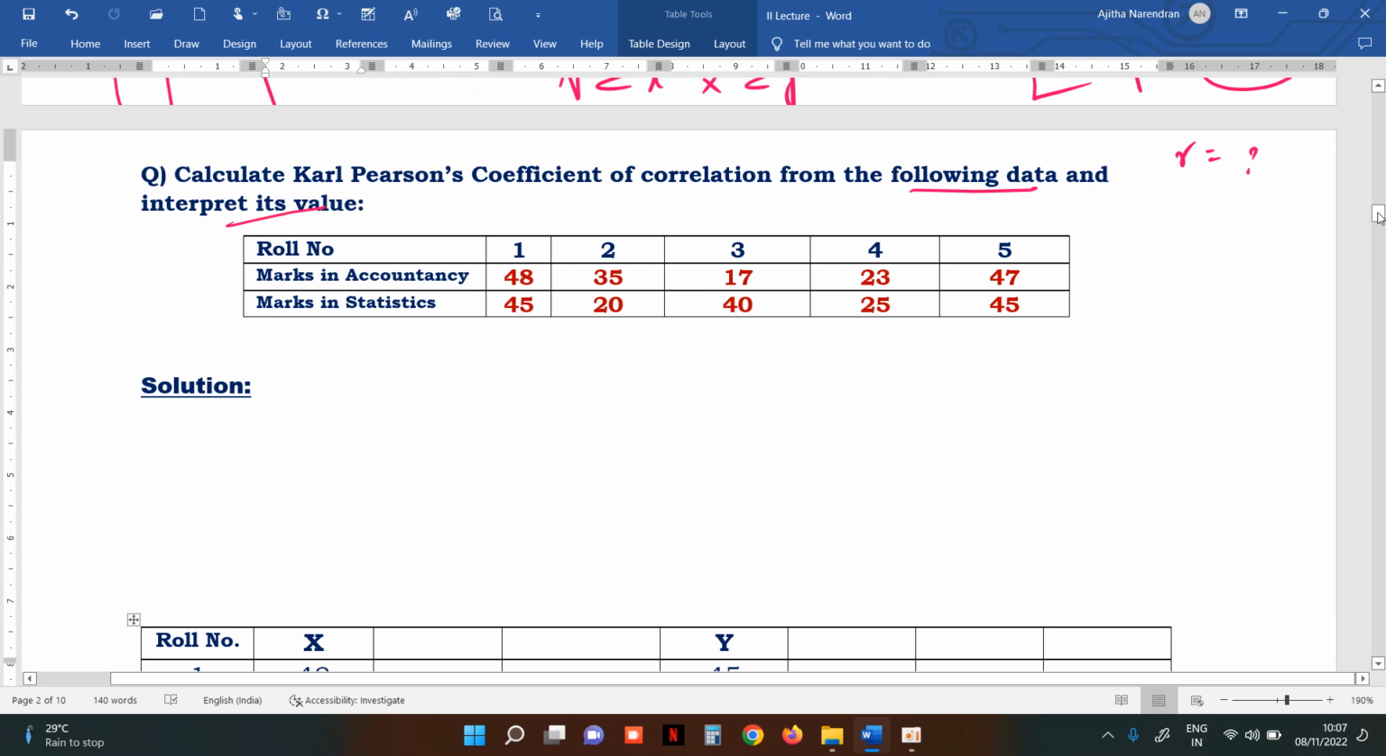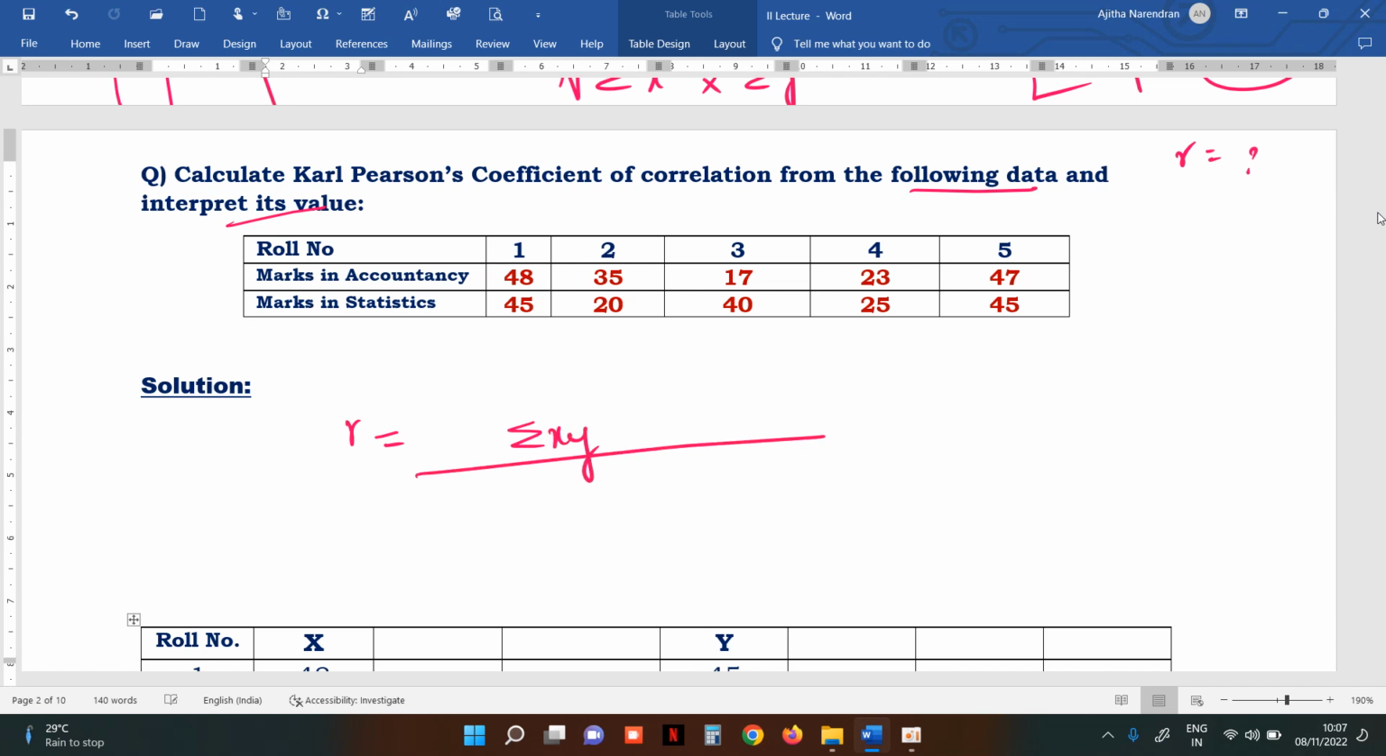So first of all, as I've told you, for computing, you have to write down the computation of correlation. After that, first of all you write down the formula. What is the formula? r is equal to summation of xy divided by the root over summation of x square into summation of y square.